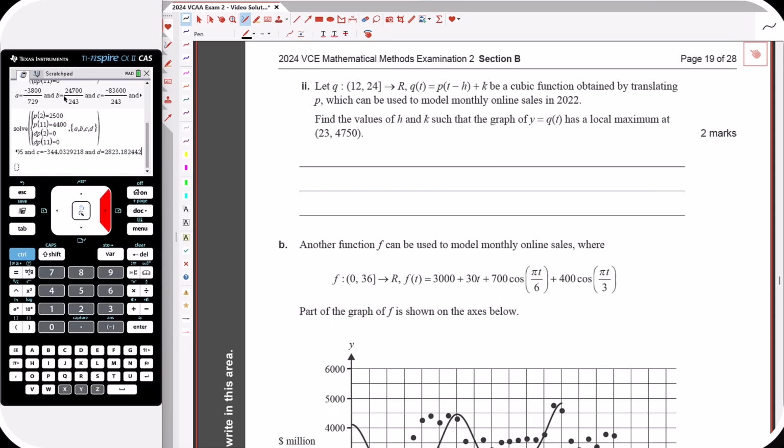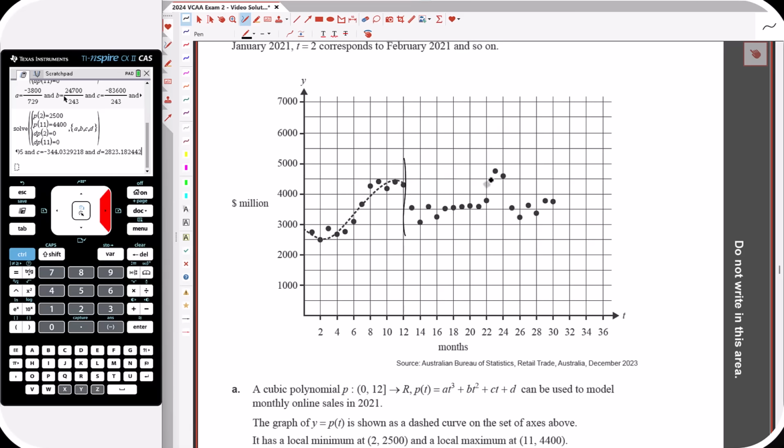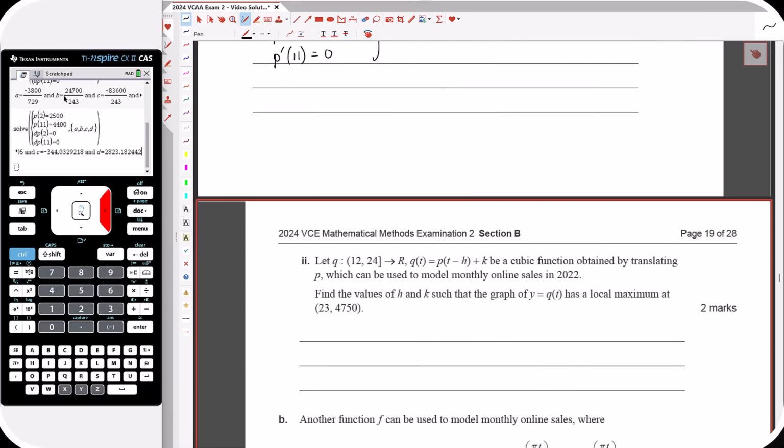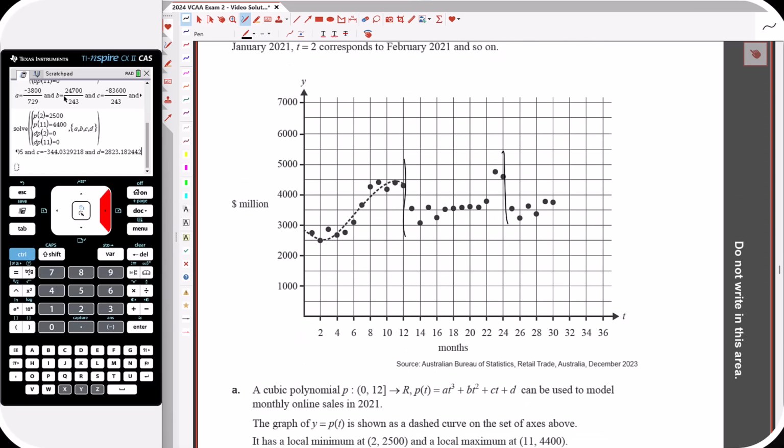All right, let Q with a domain from 12 to 24. So we're now looking at, we want to look at this next year from 12 to 24. And so in this part, we want to do that by transforming our polynomial P of t. So we want to somehow translate this across and up, or across and down, whatever it might be, to give us the model for what's happening over here.